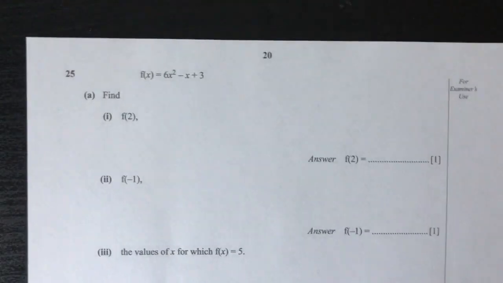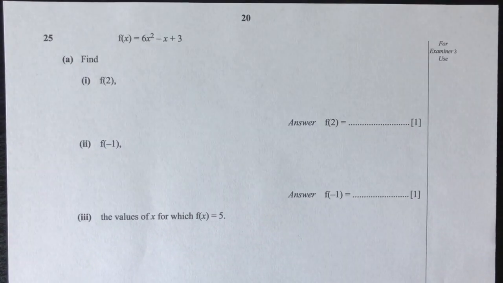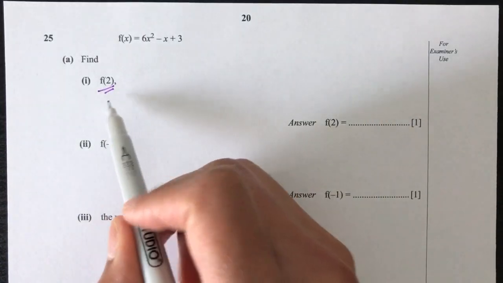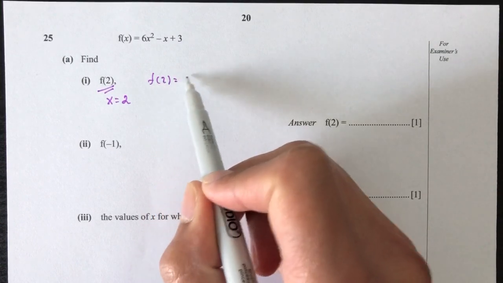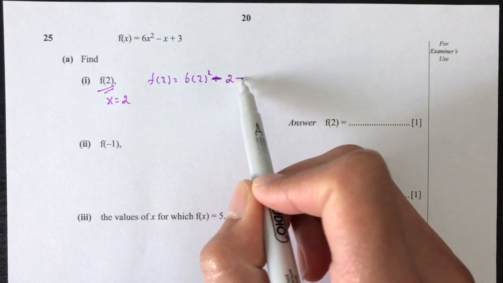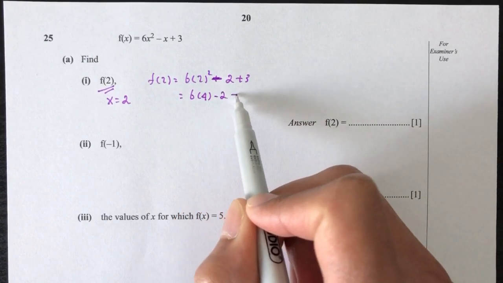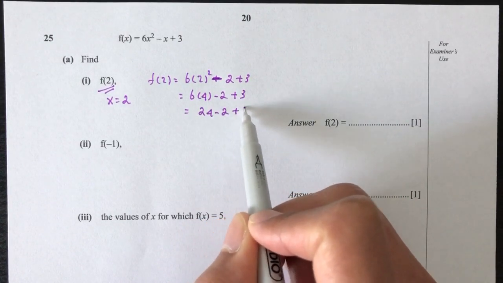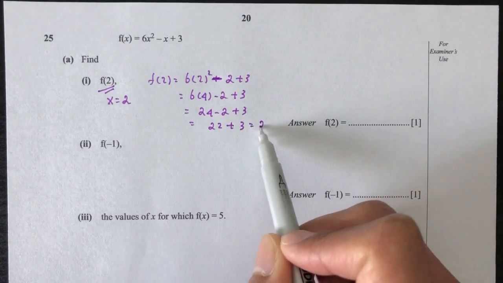Question number 25. Here we have f of x is equal to 6x squared minus x plus 3. Part A, find this. We have to replace the value of x by 2. So f(2) equal to 6 times 2 squared minus 2 plus 3. That will become 6 times 4 minus 2 plus 3. That is 24 minus 2 plus 3. That is 22 plus 3. That will become 25.